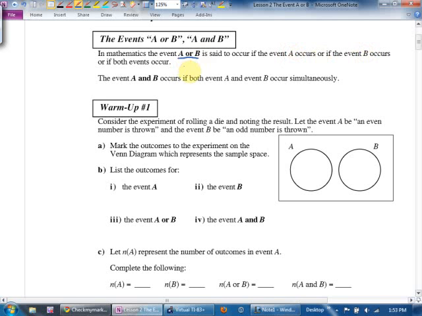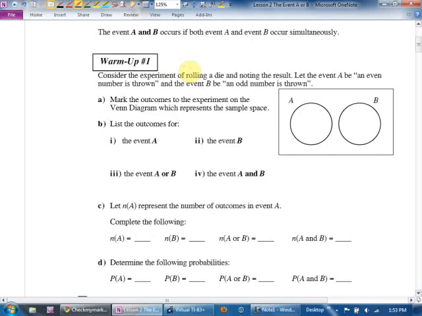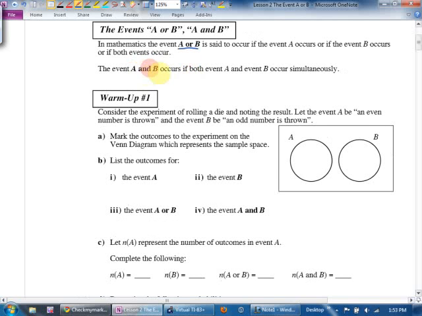If I say to Doug, "Doug, I have two chocolate bars. You can have a Snickers bar or a Mars bar." We understand in English, both is not an option. In math, it is. So in math, or means one or the other or both. And the event A and B occurs if both events occur simultaneously at the same time. One of the easy ways to visualize this is through something called a Venn diagram.